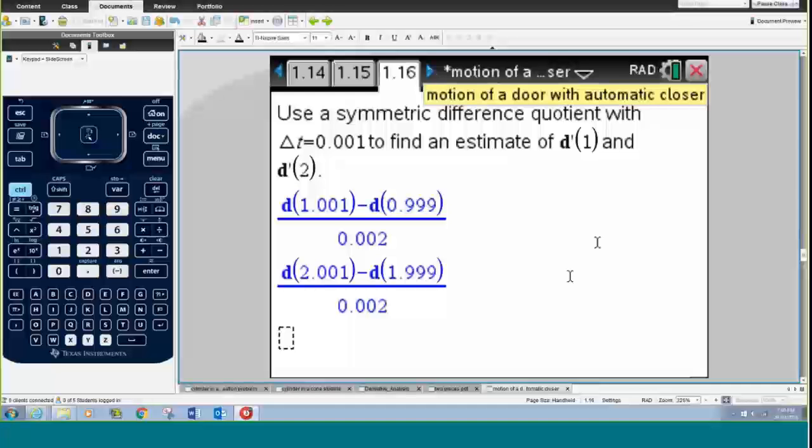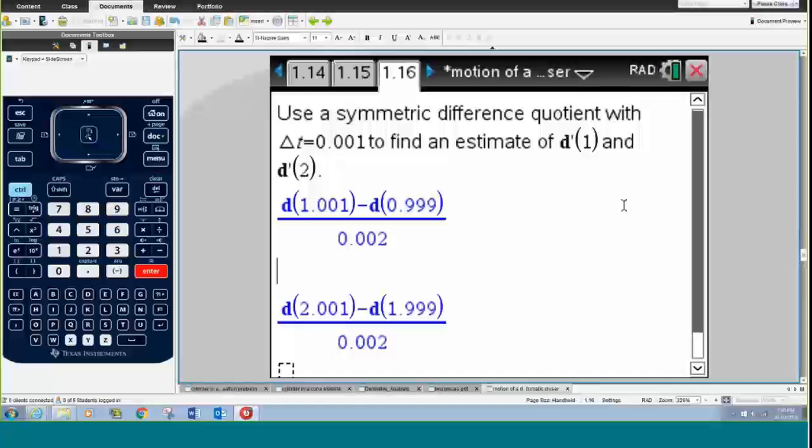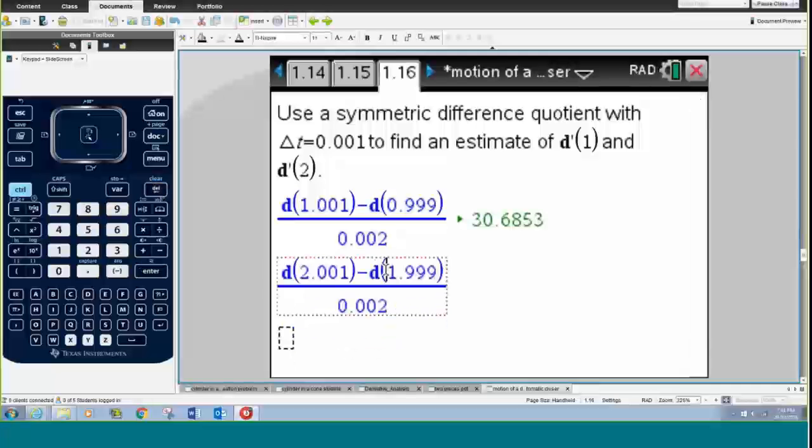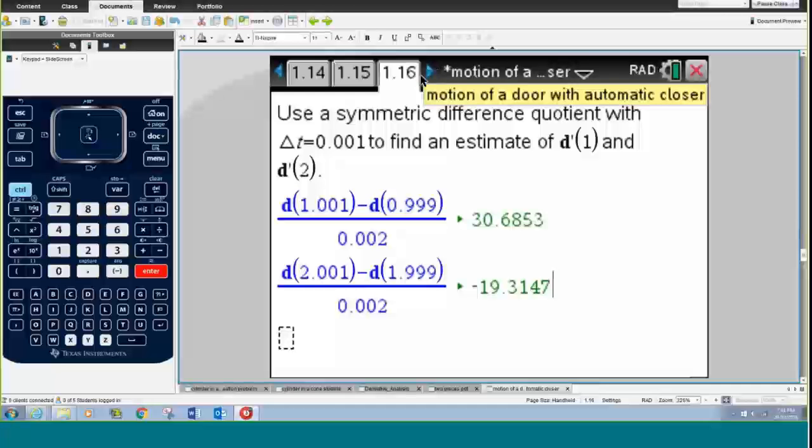We could use a symmetric difference quotient. So if we want it at 1, we go from 0.999 to 1.001, from this point to this one. So I did that in the notes page. Enter. So we get this value, and then if I enter here, I get a negative value. So we can see that around 1 it's positive, but if we move to 2 seconds, it is a negative rate of change, looking at the estimate by getting, again, this gradient.